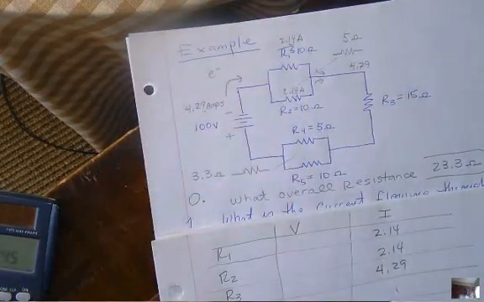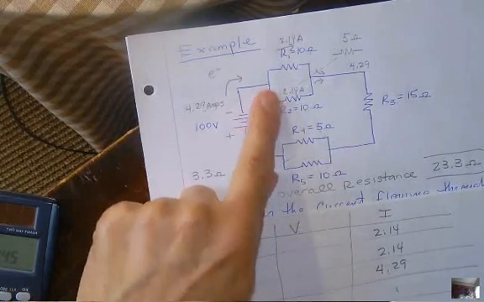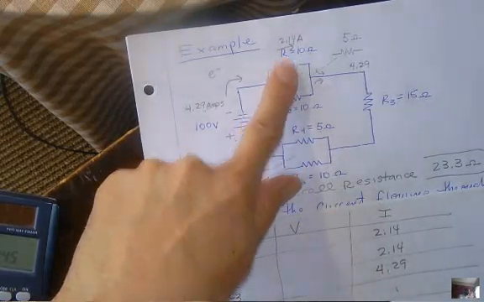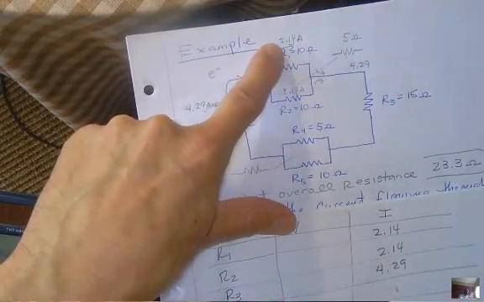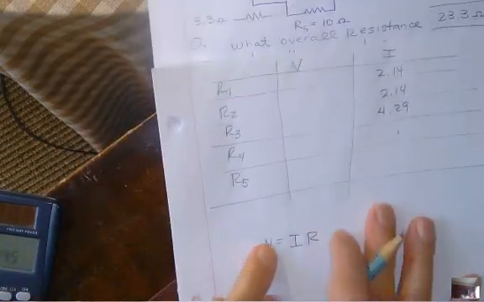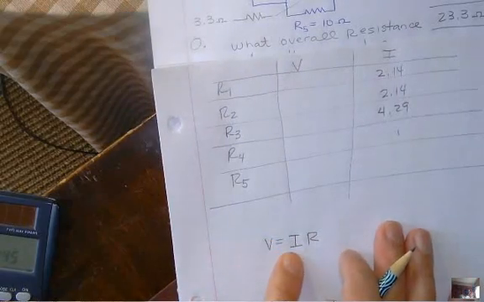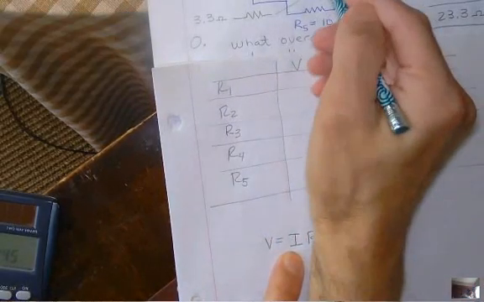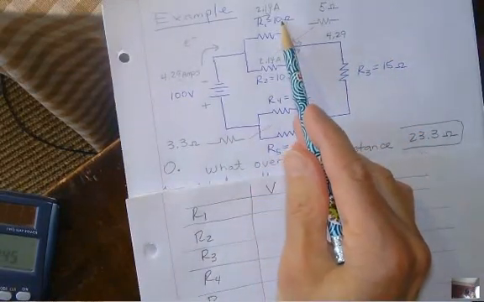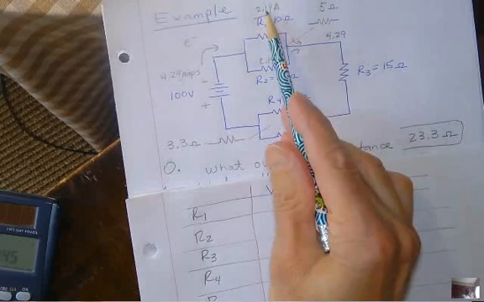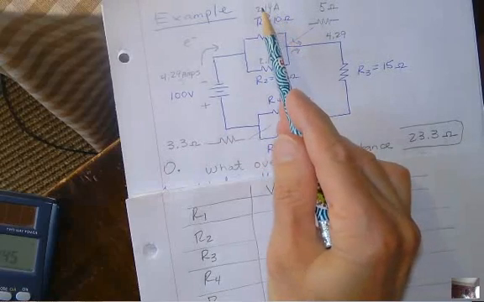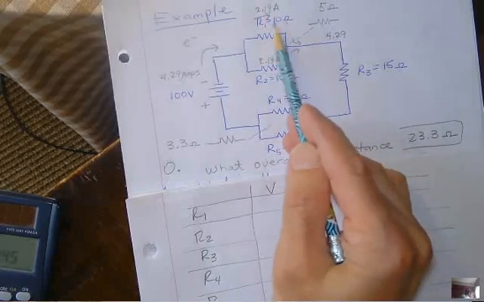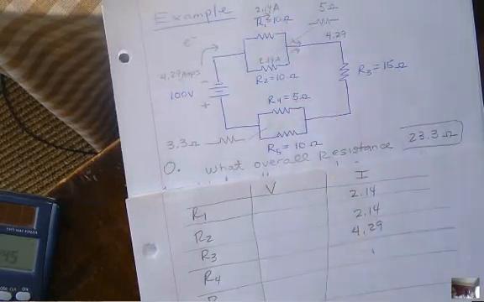You know the current going through had to be half of the total, which is 2.14. So all I need is 10 times 2.14. Right? 2.14 times the resistance is 10. Look, I'm doing R1 now, right? This guy's got a 1 over here. This guy's got a 10 times 2.14. The voltage is equal to the resistance times the current through that particular resistor.